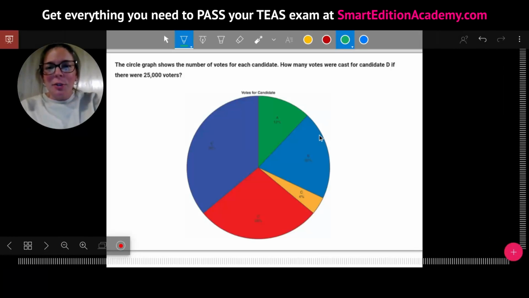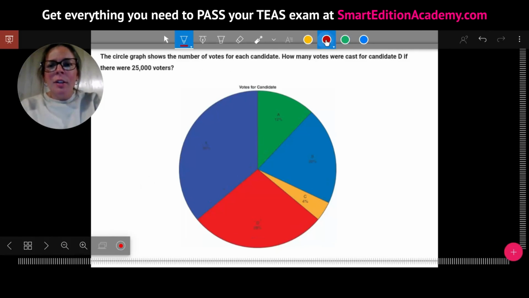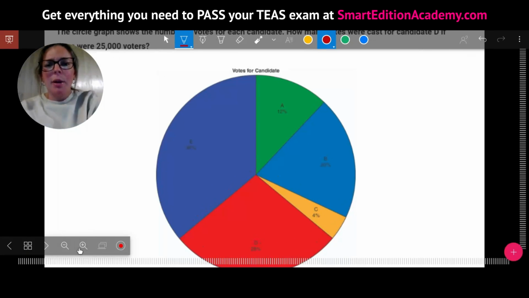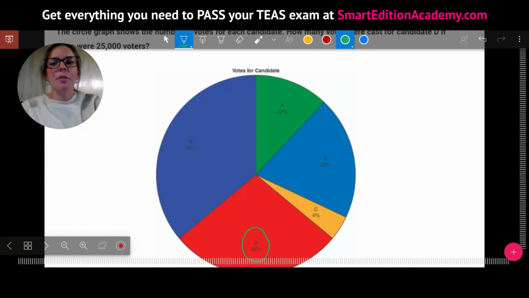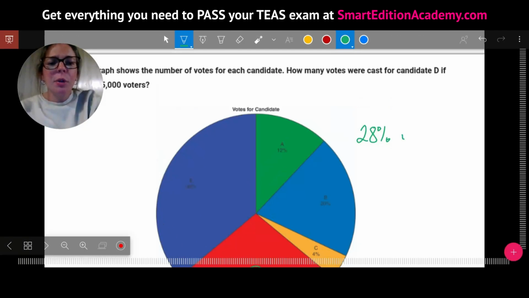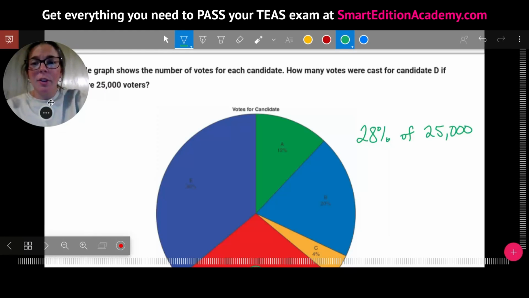All right, let's look at a circle graph. The circle graph shows the number of votes for each candidate. How many votes were cast for candidate D if there were 25,000 voters? So I'm just going to zoom in a little bit because it's kind of hard to see these numbers. Candidate D is what we're asking about. So that is down here, 28%. Votes for candidate is the title of this graph. So 28% of the votes were for candidate D. Well, 28% of the total, 25,000, is what we have to figure out.